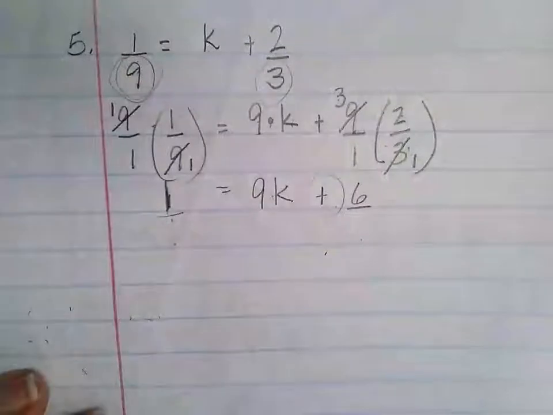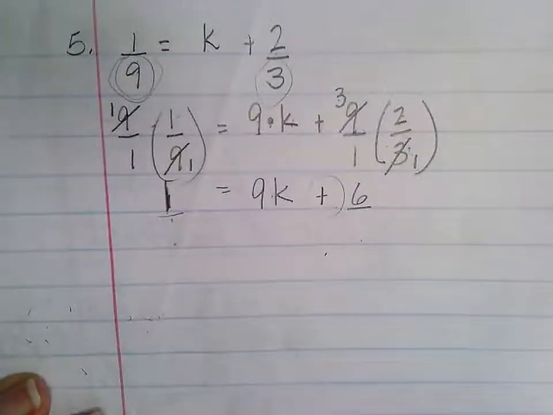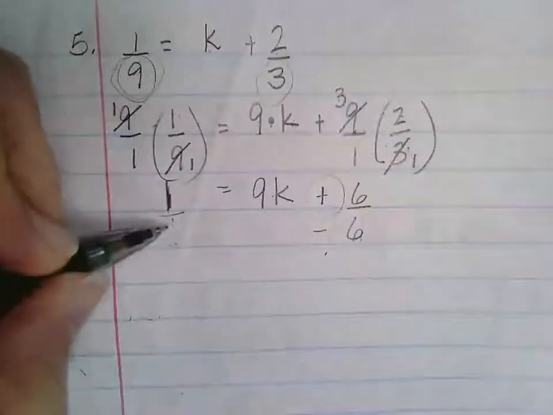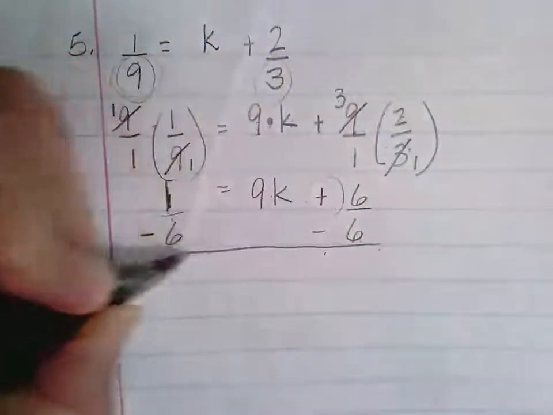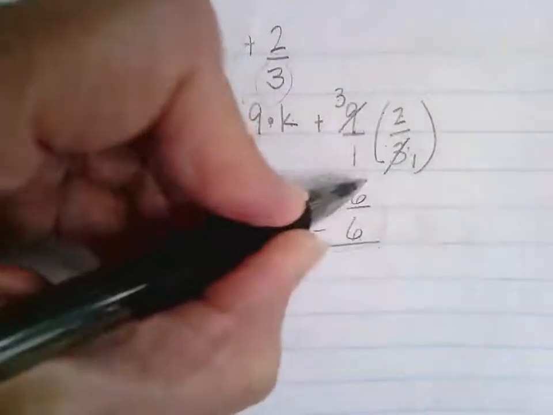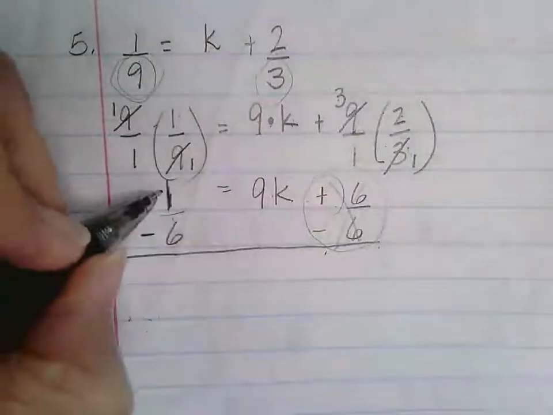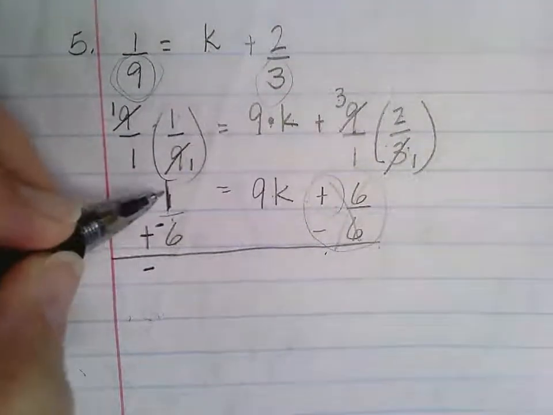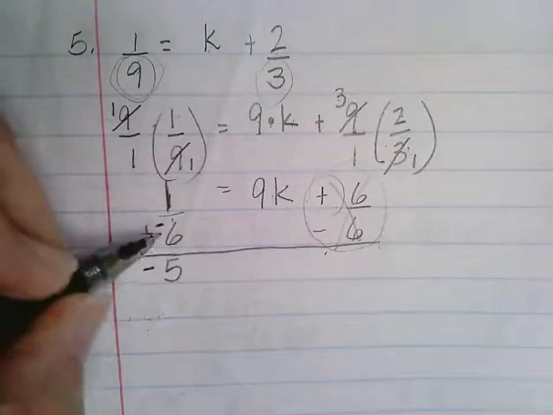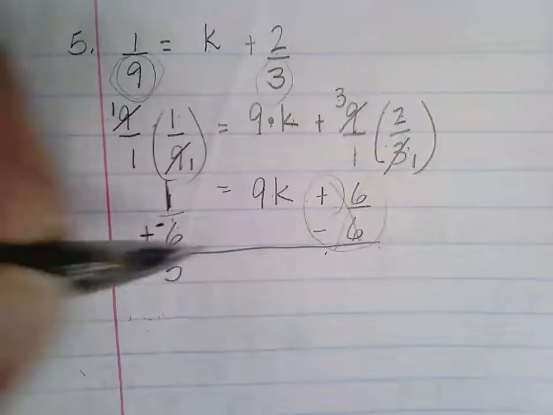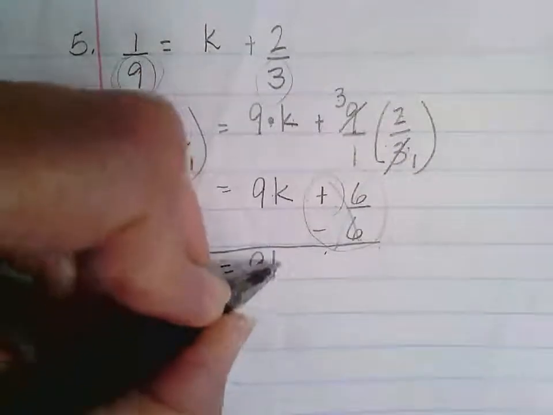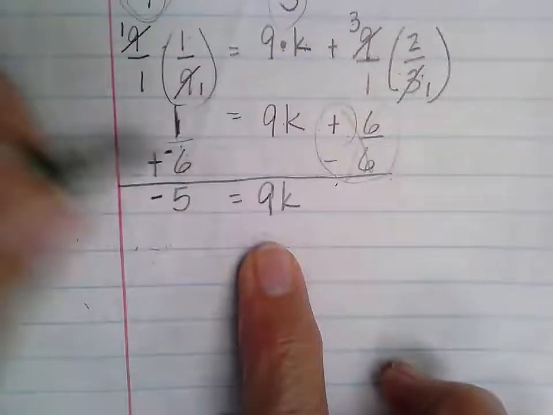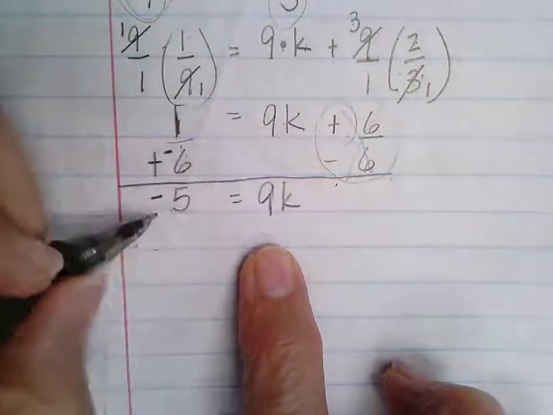Here I do have an addition, and so I'm going to undo that addition by subtracting. I'm going to subtract 6 on this side and on the other side as well. So this is going to sum to 0. This is going to be plus a negative 6. So I'm going to end up with a negative 5 over here. A negative 6 and a positive 1 is a negative 5. That's equal to 9k.